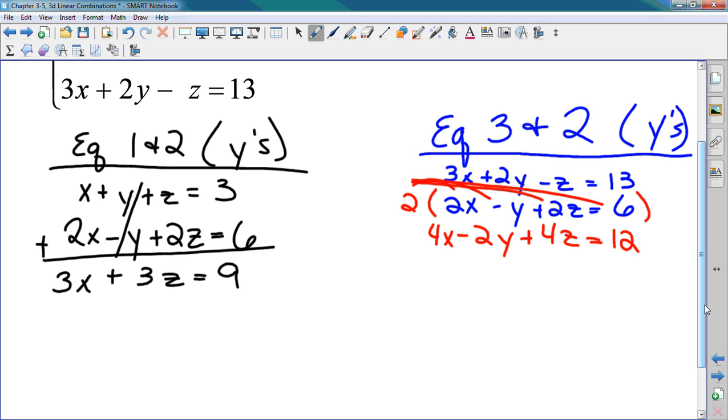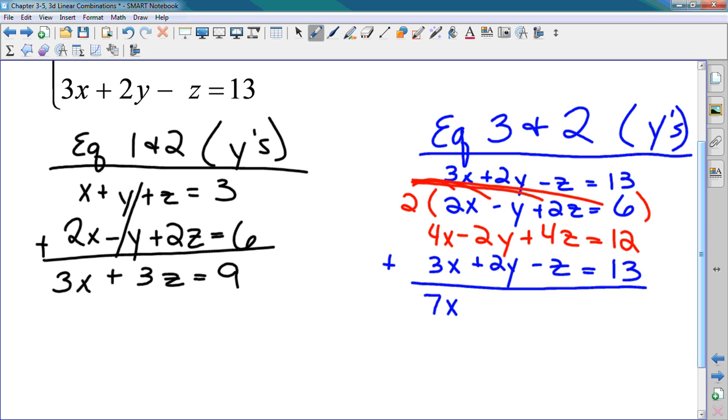All right, so here I go. I have this equation, and I'm going to rewrite the first one down so that I don't make a mistake. If you make a mistake, I am telling you right now, it takes a long time to figure out where you went wrong. So be very careful and write neatly and keep your stuff organized. Okay, 4x plus 3x is 7x. The y's cancel, negative 2y plus 2y. And then I have 4z minus z, 3z, and then 25. 13 plus 12.